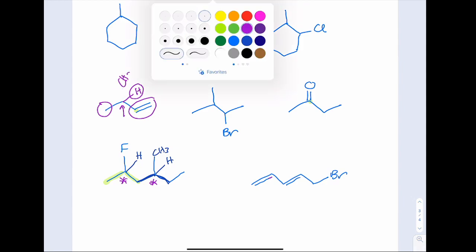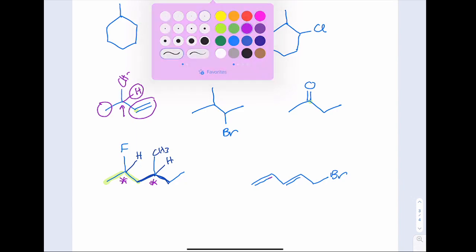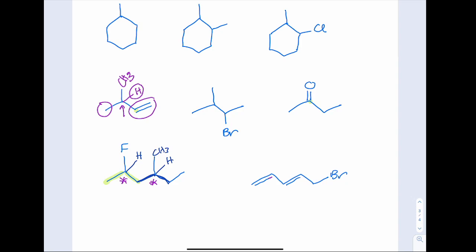I didn't mean to erase the whole thing. This is a CH3, and this is also a CH3. So those two are the same. So I don't have 4 different groups. So no chiral center on this molecule neither. So no asterisks.